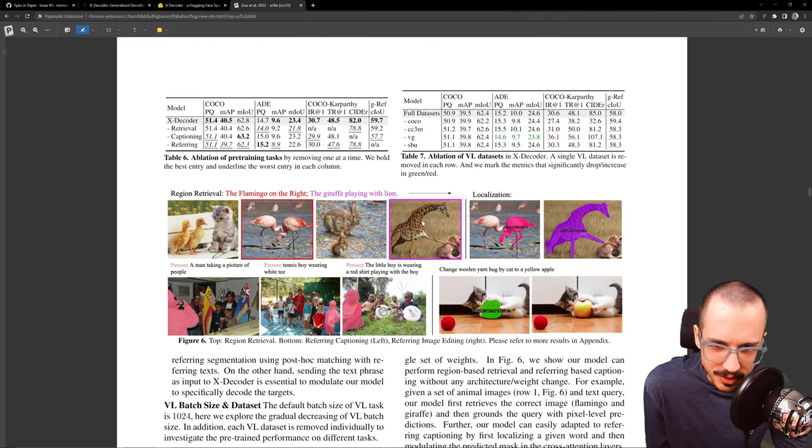This is a badass picture. The giraffe is playing with the lion. I don't think that's what this picture is. I think this is a giraffe, like, karate chopping and killing a lion. I didn't know giraffes did that. That's pretty metal.